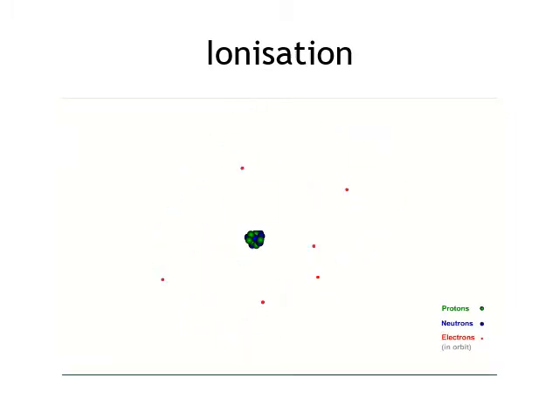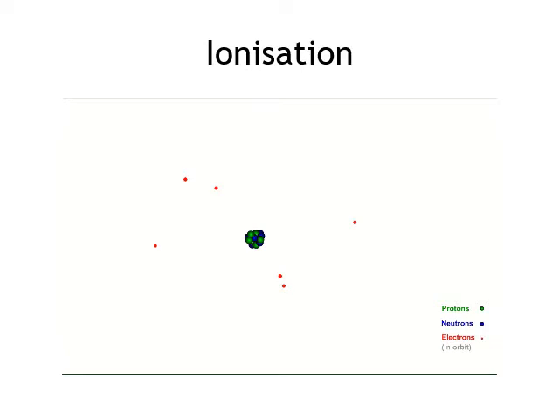Here's our atom again, and we're going to show it being ionised. So it's got six electrons, and if it's changed into an ion, then it either gains or loses an electron. In this case, it's lost an electron, so there are now just five electrons orbiting the nucleus. So it's going to be a positive ion because it's lost a negative charge.